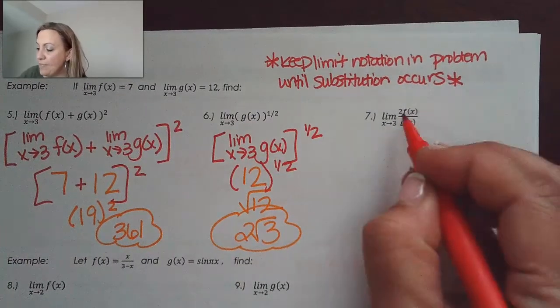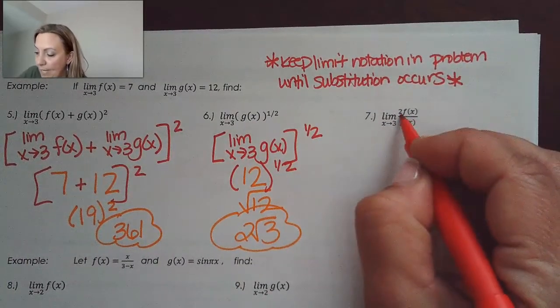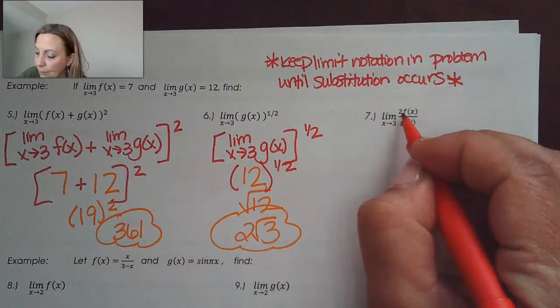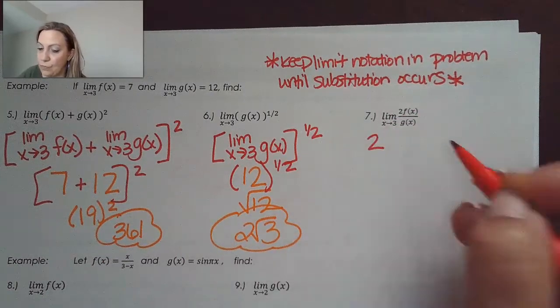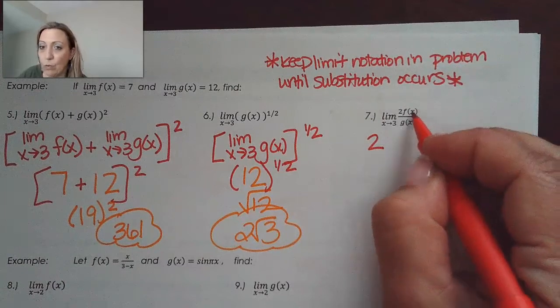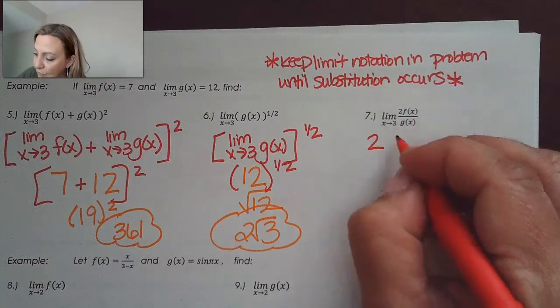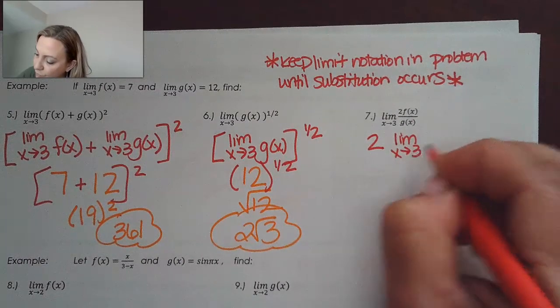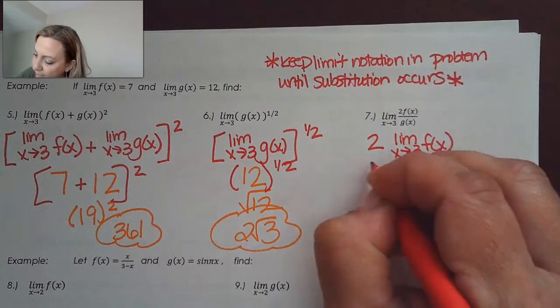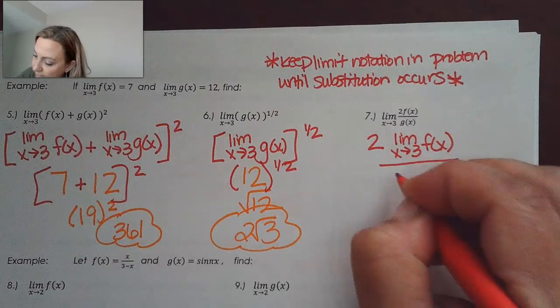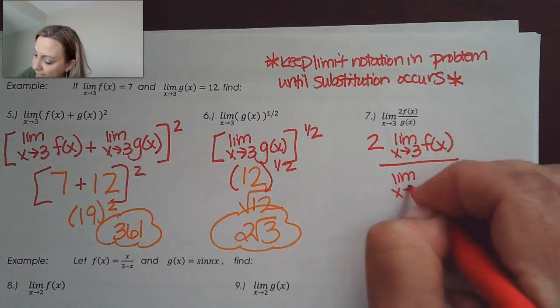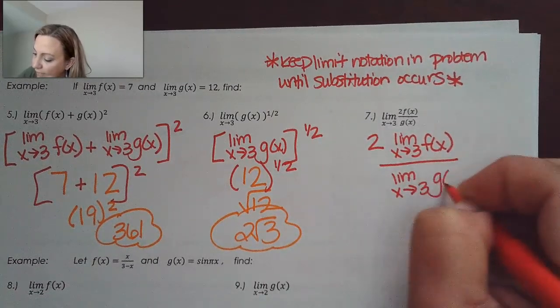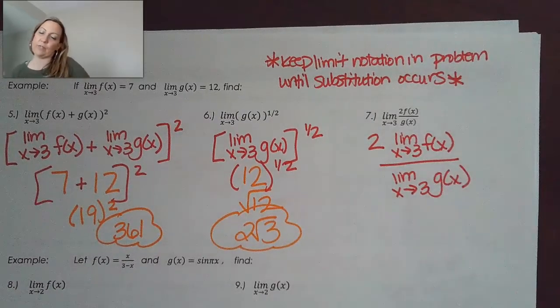In number 7, we have a multiplier. So what we can do is pull out that 2, but also because we have the quotient, we can separate that out. So we can take 2 times the limit as x goes to 3 of f of x, and then divide that by the limit as x goes to 3 of g of x. Again, just using those properties I covered on the other page.